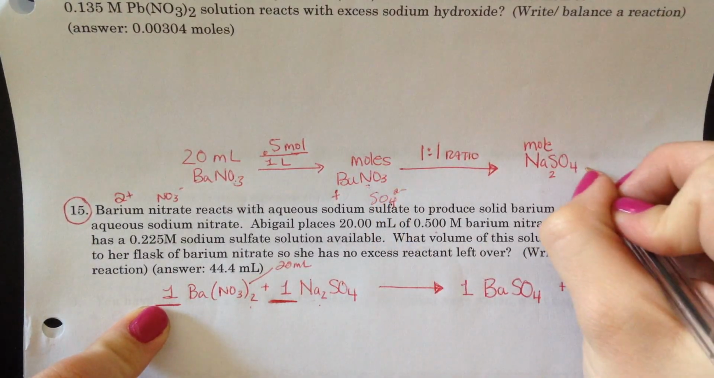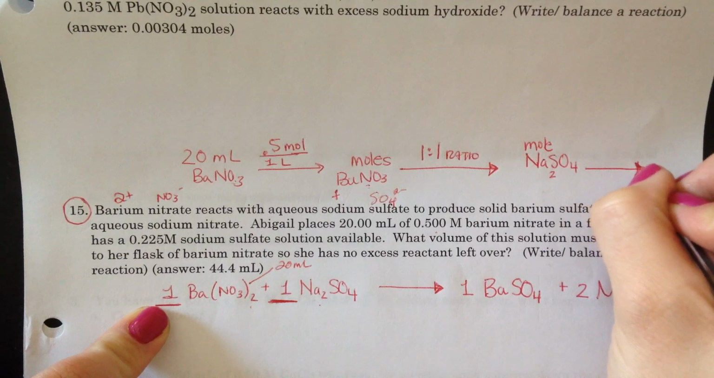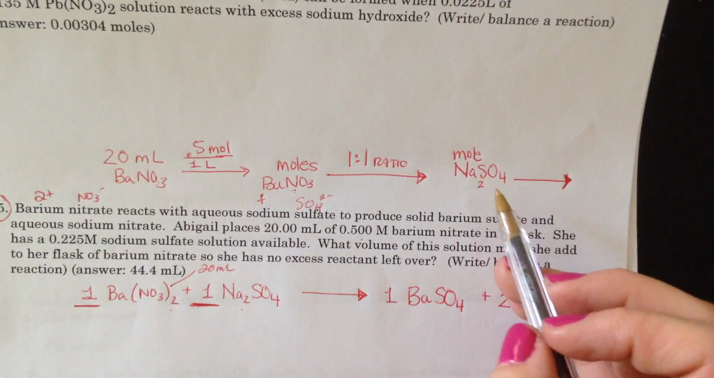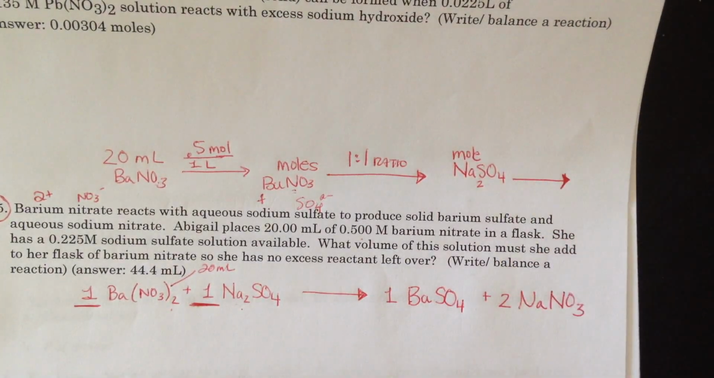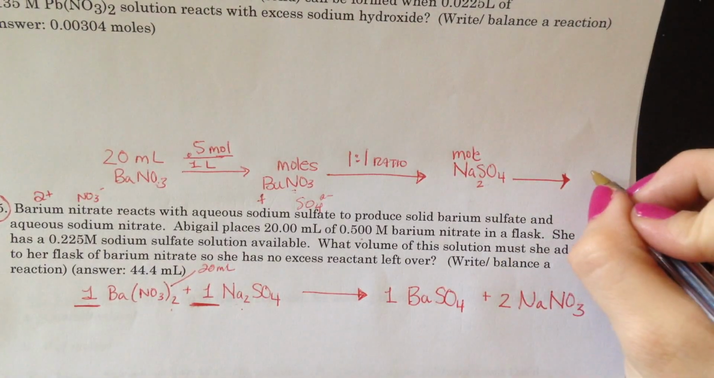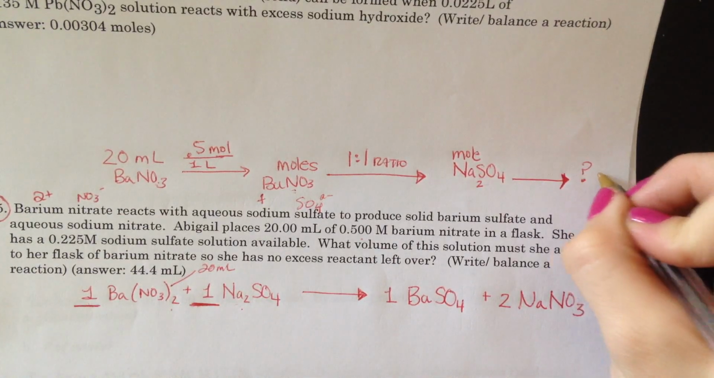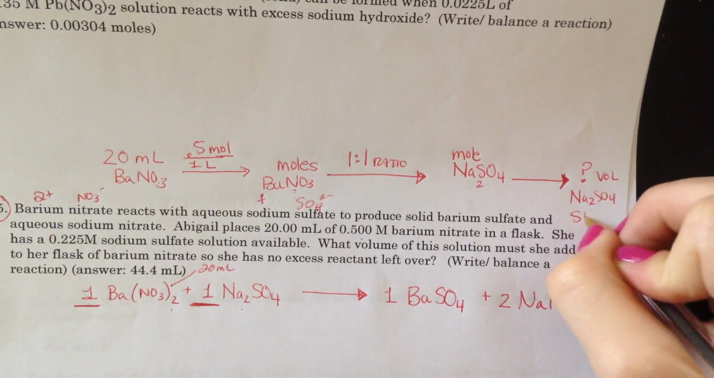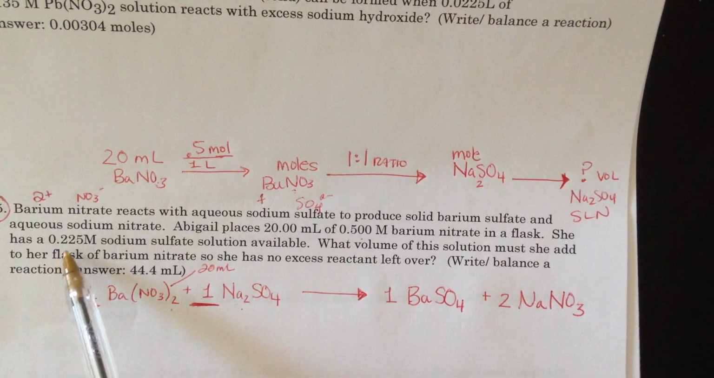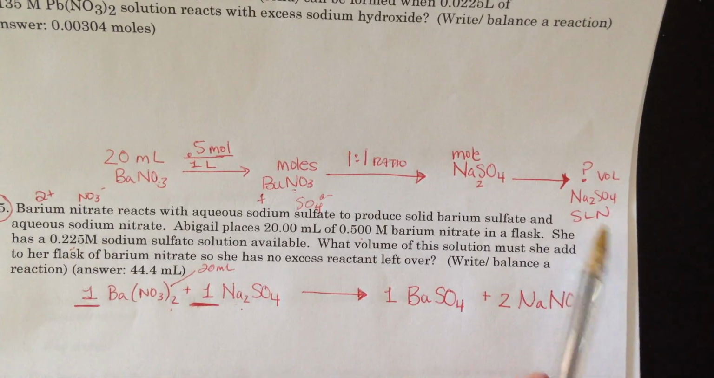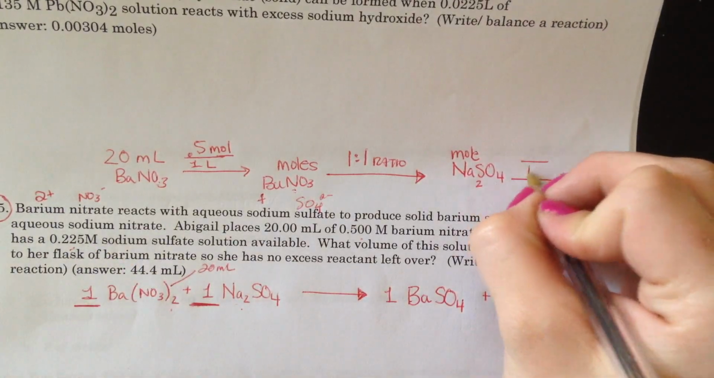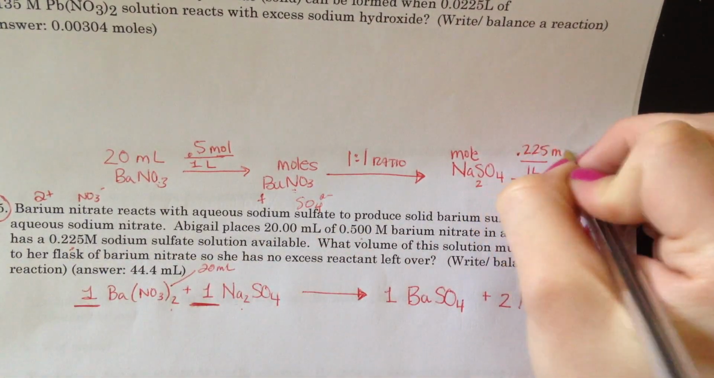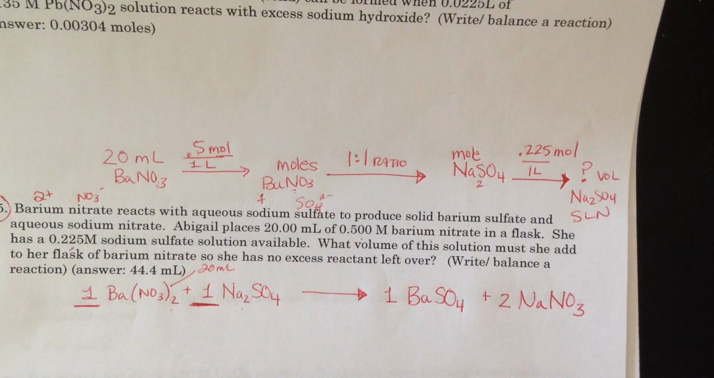That's easy. From there, they asked about volume of the solution. So this isn't a solid, it's in a solution. And we know that in that solution, every 1 liter of it contains 0.225 moles. Okay, so these are the steps that we're going to take.